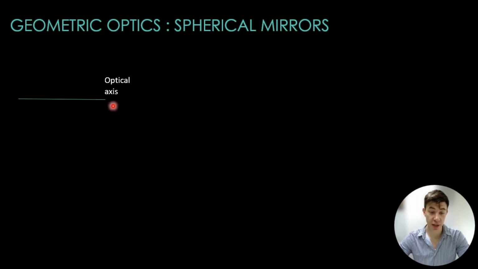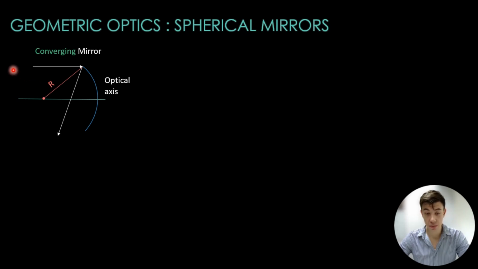So let's imagine once again we have an optical axis, and here we have our converging mirror. You can see that a converging mirror is a spherical mirror that bends inwards. It is defined by its radius, which is called the radius of curvature. Let's imagine that we have a point source located at infinity. From a point source located at infinity, light rays will come straight to the mirror.